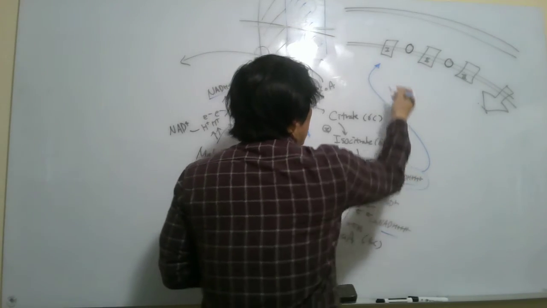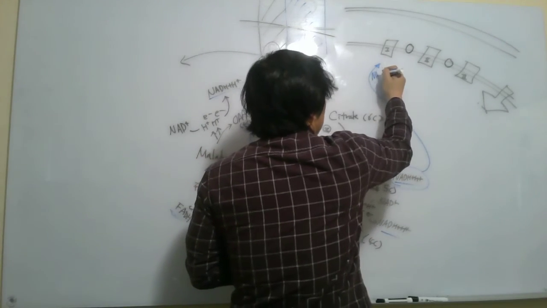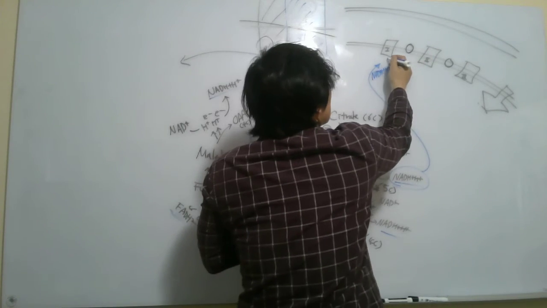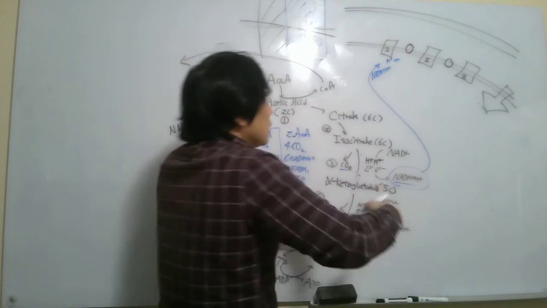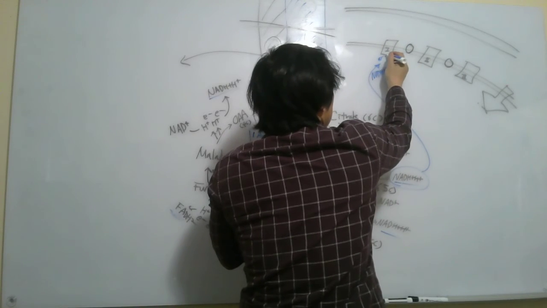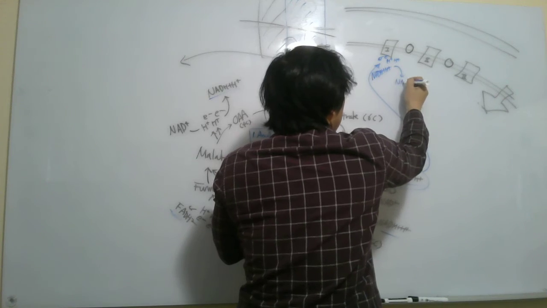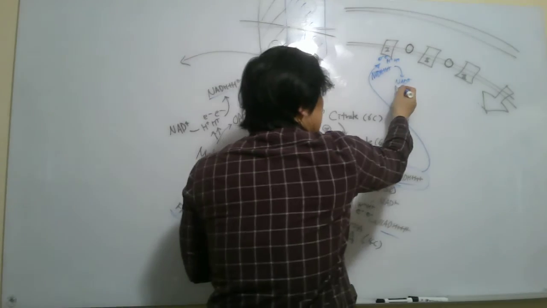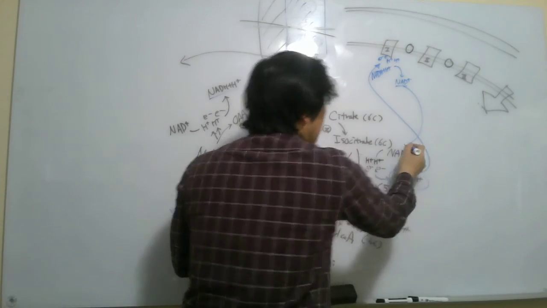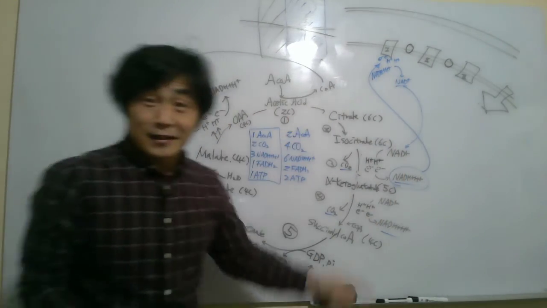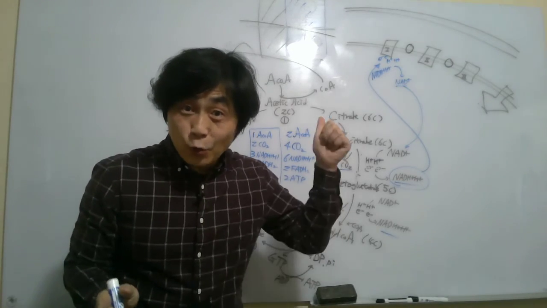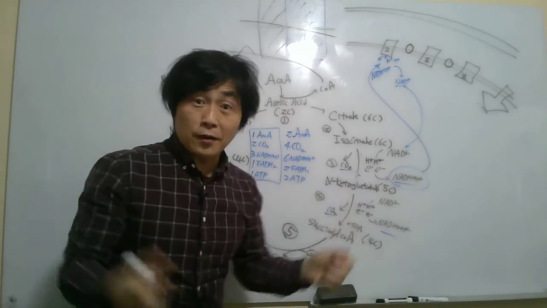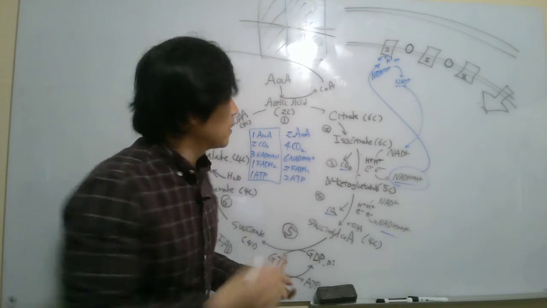So NADH comes here plus proton, releases 2 protons and 2 electrons, and becomes NAD plus. And this NAD plus goes back to here. So cute. This is how Dr. Gon explained it, like an Uber taxi: give 2 protons, 2 electrons, and go back to get more protons and electrons.